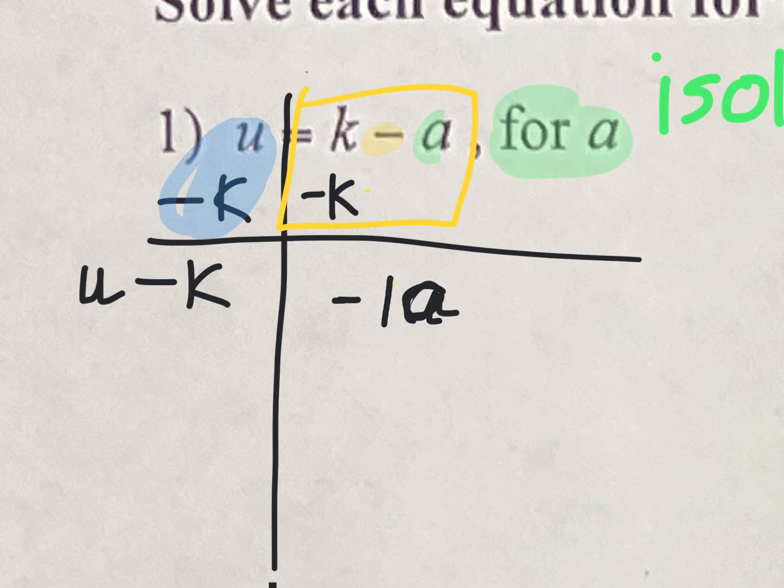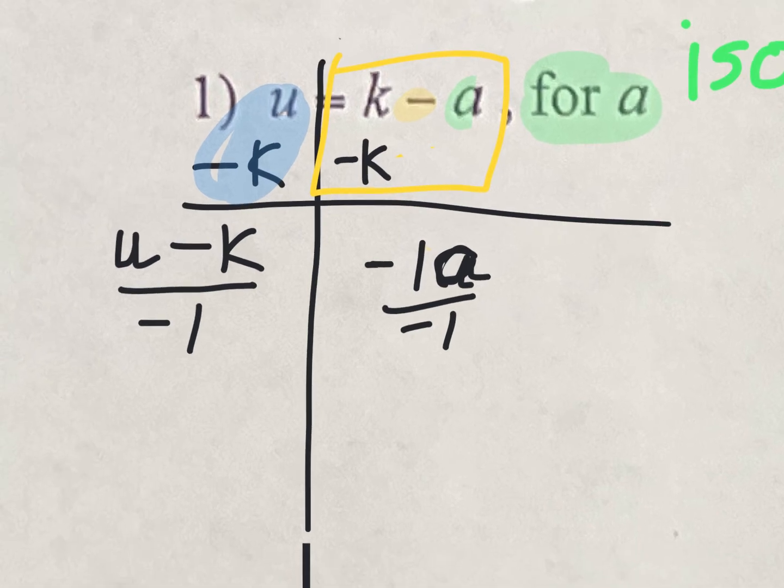Negative 1 sitting next to the A implies that we are multiplying. What is the opposite of multiplication? Division. So we've got to divide everything by negative 1. Remember how I keep saying it? Whenever you multiply or divide, you got to multiply and divide everything. This is why, for situations like this. So basically, so now we got the negative 1s cancel each other out over there. So we're just left with an A.